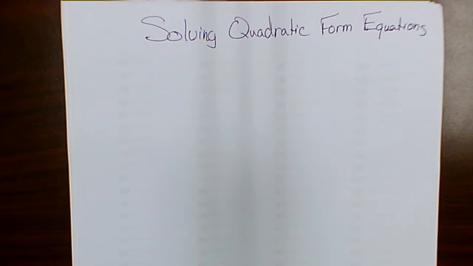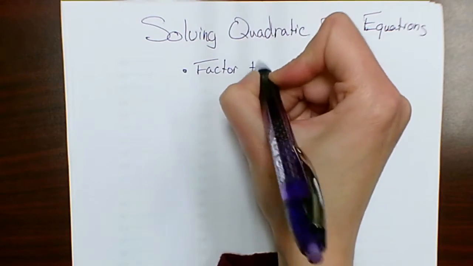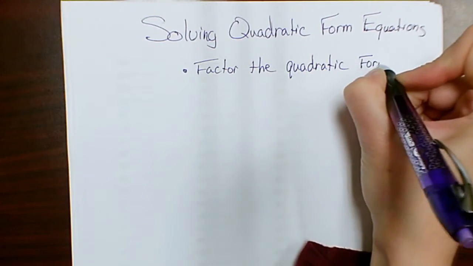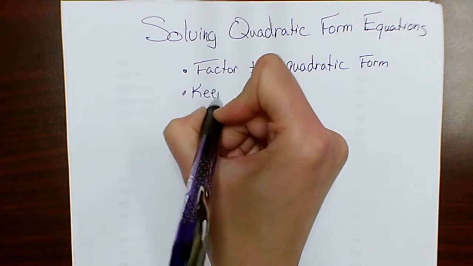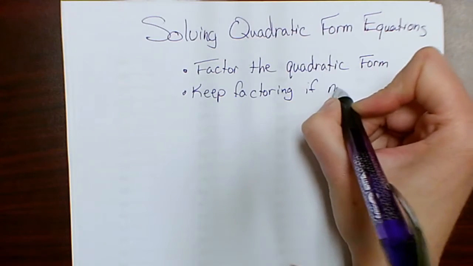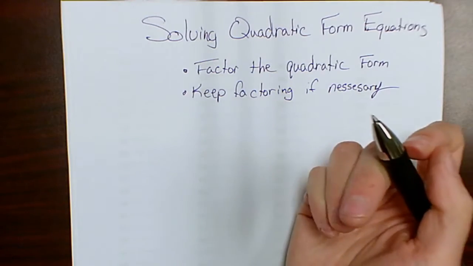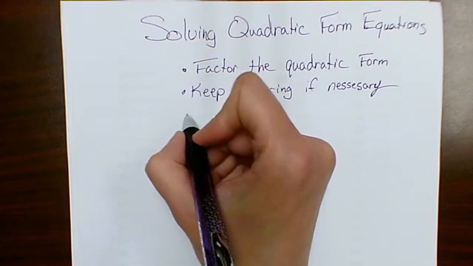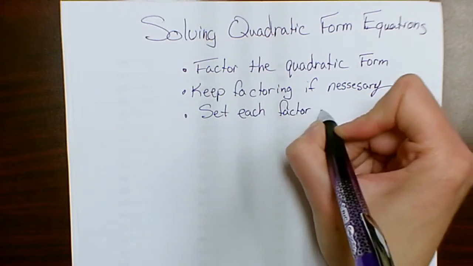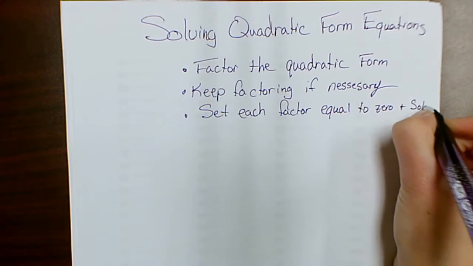Now we will solve quadratic form equations. So what we're going to do is factor the quadratic form. We can keep factoring if necessary, or if possible, or if you want to. Otherwise, what you're going to do is set each factor equal to 0 and solve.